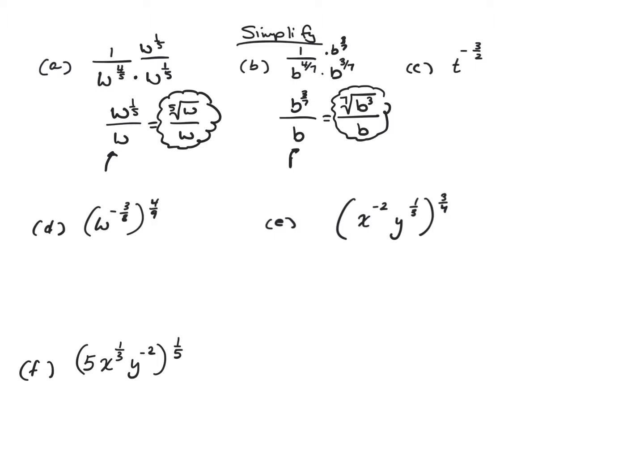So C says t to the negative 3/2. Well, we don't leave things with negative exponents. So converting this very quickly, it becomes the reciprocal, and the reciprocal is 1 divided by t to the 3/2. Well, the problem is once we take the reciprocal, we get left with a rational expression in the denominator. So the question is how do I turn 3/2 into a whole number? Well, 3/2, if I give it another 1/2, makes 4 over 2, and 4 over 2 turns into 2.